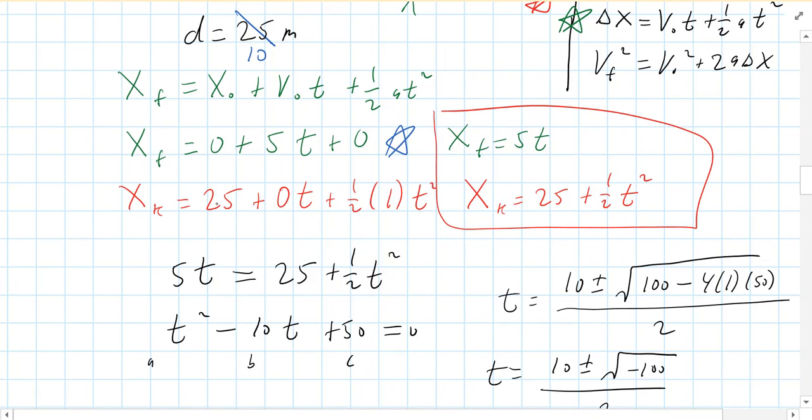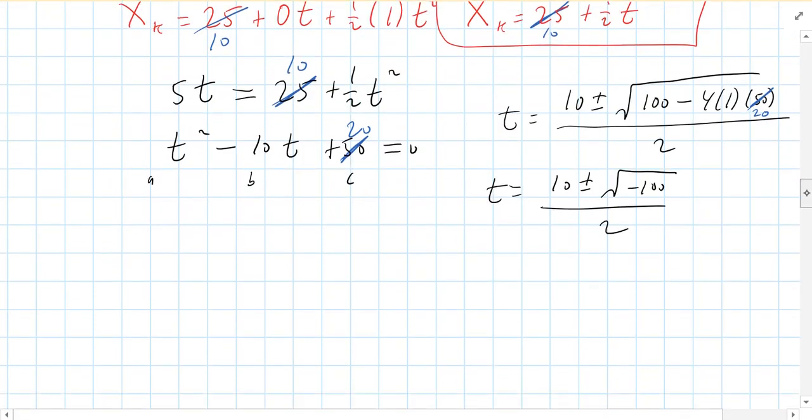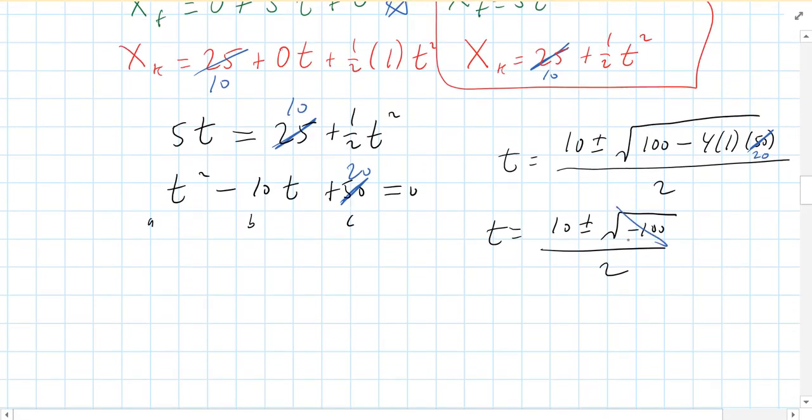In the kid equation, the only thing that would change, this would become a 10 instead of a 25. And so over here, you'd have a 10. Okay, so if I set these equal, you'd have a 10 there. And then if I double that here, you'd have a 20. So in our quadratic equation, you'd have a 20 instead of a 50. And then this would now become the square root of 100 minus 80, which is 20.